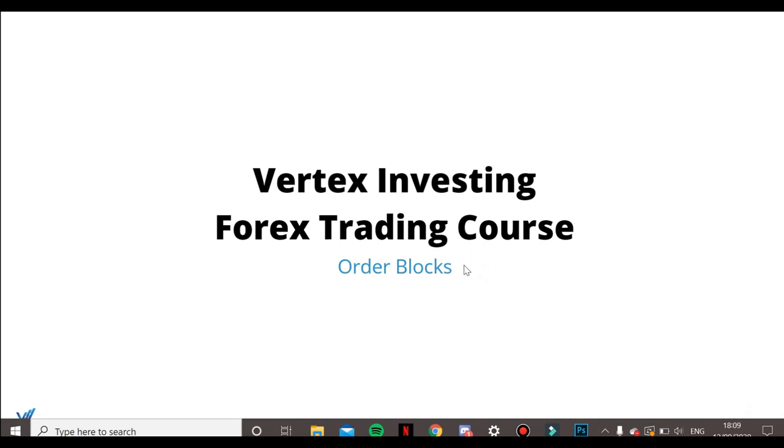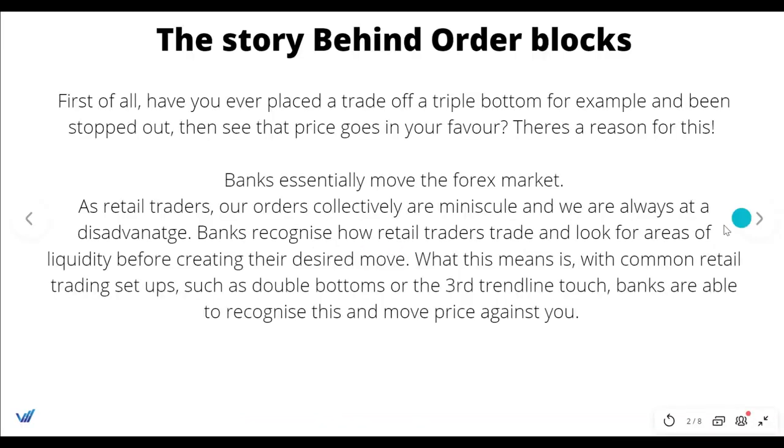So we're just going to delve into it. I'm not going to show you how to trade it, but at this point we're just going to explain what an order block is, and it's quite key to understand the theory behind order blocks. Right, so let's start off. So the story behind order blocks.